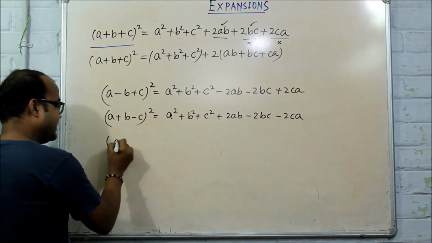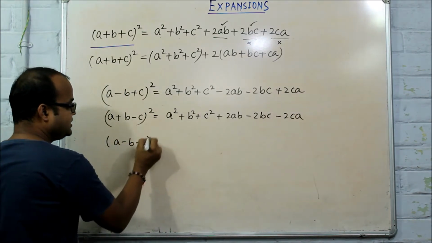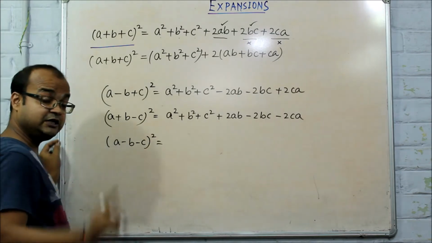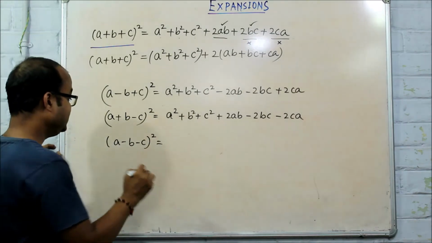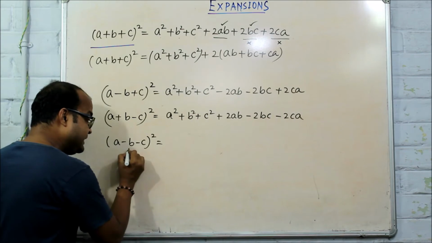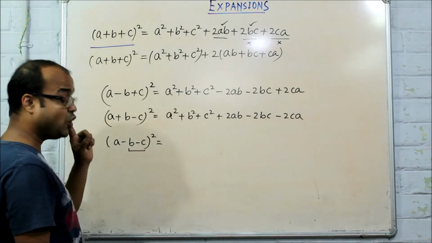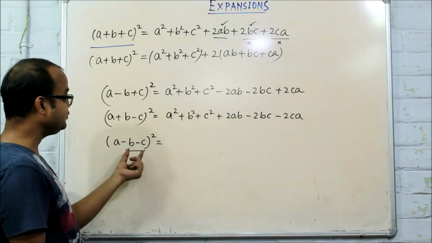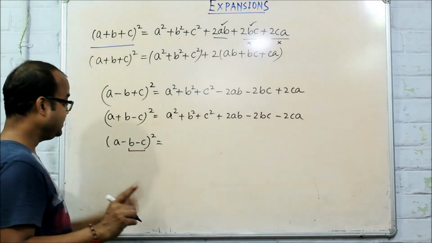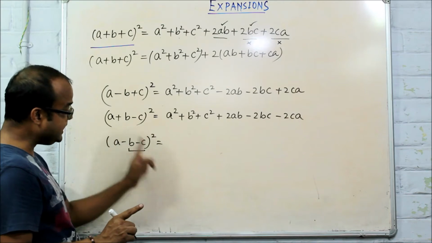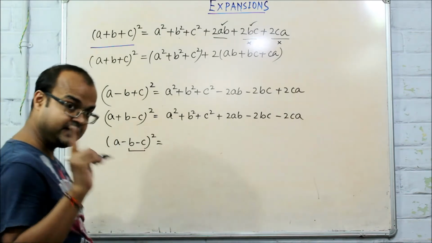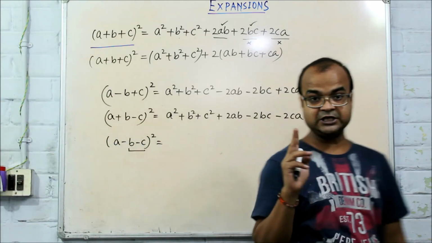Now, if it is given like (a - b - c) square. In this case, you need to remember b and c are negative. So, where b and c occur together or multiply together, this will be positive. ab and ac will be negative. Again, I am repeating, here 2 terms are negative.